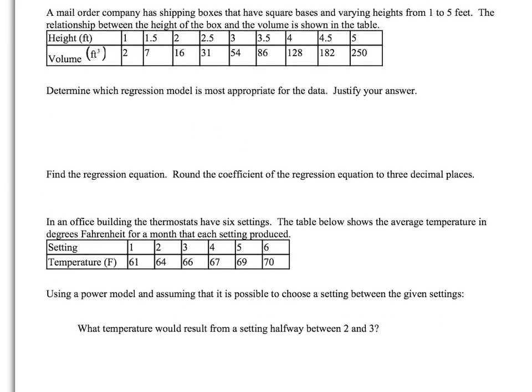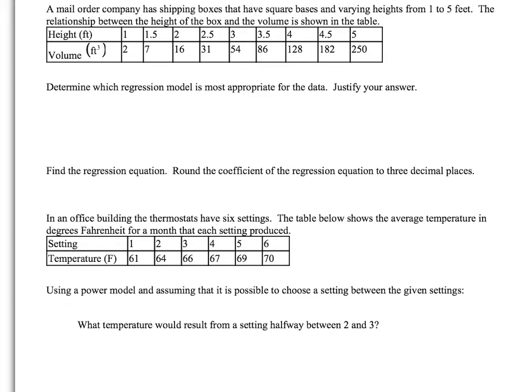Alright, so I'm going to do 2 problems with you and you'll do the third on your own. A mail order company has shipping boxes that have square bases and heights from 1 to 5. The relationship between the height and the volume is shown in the table. Determine which regression model is most appropriate for the data. So yesterday I told you, use linear. You type them in your calculator, into stat, you hit your stat edit, and you chose number 4, which was your linear regression. This one doesn't say which one to use, so we have to decide.